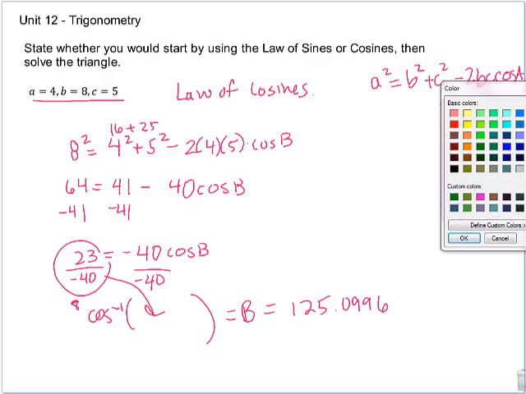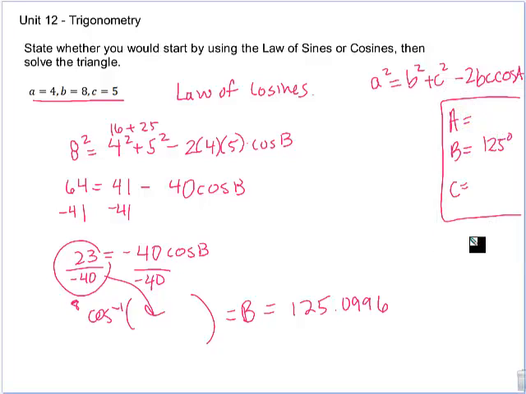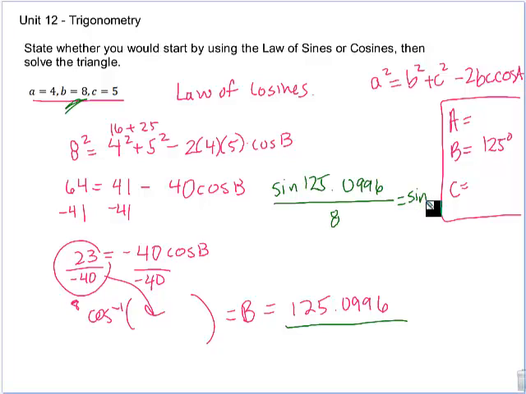So now using that, we're going to now do the law of sines. So I have my angle B. My side opposite of B is 8. So we will start off with our sine of 125.0996 over our side B, which is 8, is equal to the sine of angle A over 4. So times both sides by 4. And it doesn't matter if you find angle A first or if you find angle B first. Doesn't matter which way. But then we get 0.409 here for sine of A.